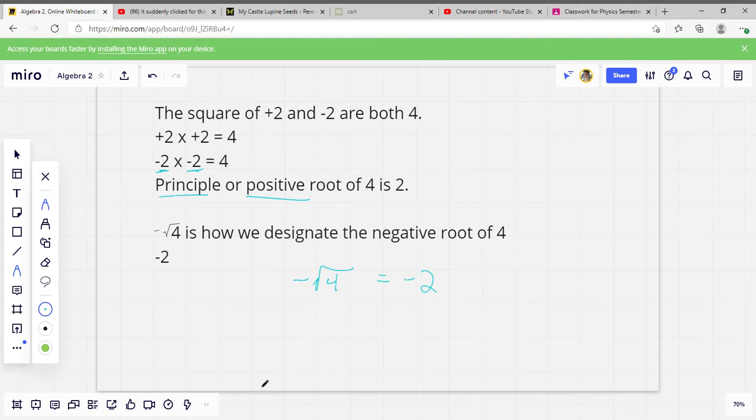You guys remember that. We've been doing that. So we put the negative outside, and then we say the square root of 4 equals 2, and then we put the negative on. All right.